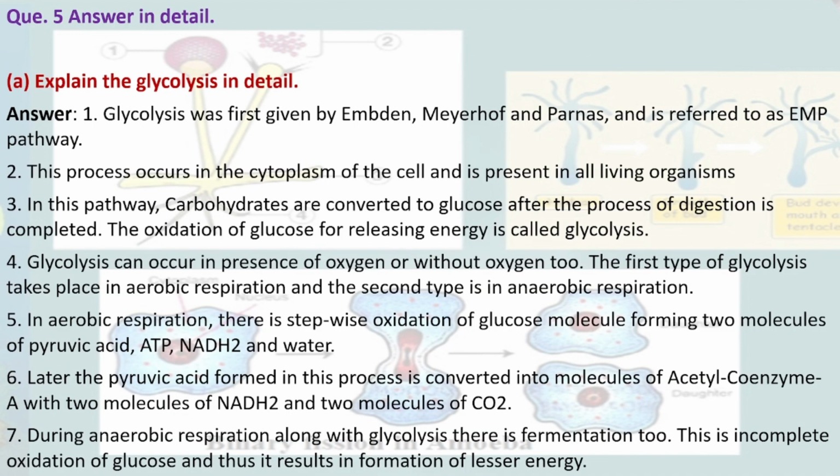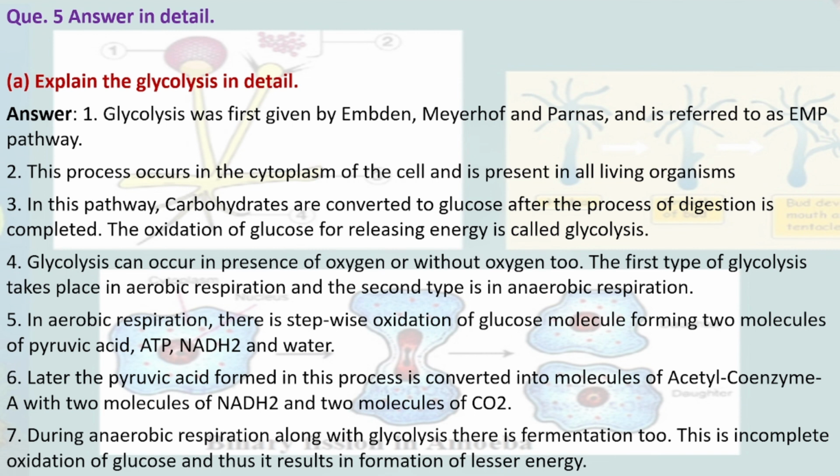Question number 5. Answer in detail. A. Explain glycolysis in detail. Answer. First, glycolysis was given by Embden, Meyerhof and Parnas and is referred to as the EMP pathway. This process occurs in the cytoplasm of the cell and is present in all living organisms. In this pathway, carbohydrates are converted to glucose after the process of digestion is completed. The oxidation of glucose for releasing energy is called glycolysis. Glycolysis can occur in the presence of oxygen or without oxygen too. The first type of glycolysis takes place in aerobic respiration and the second type is in anaerobic respiration.